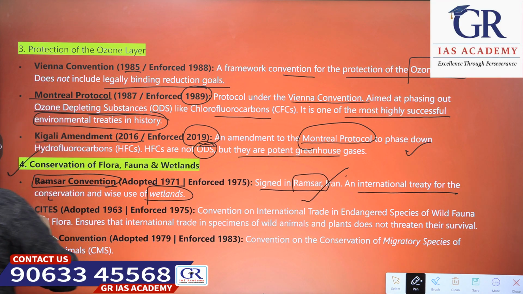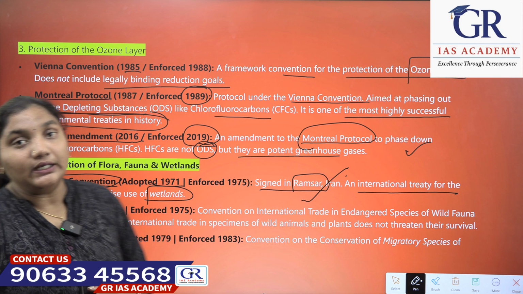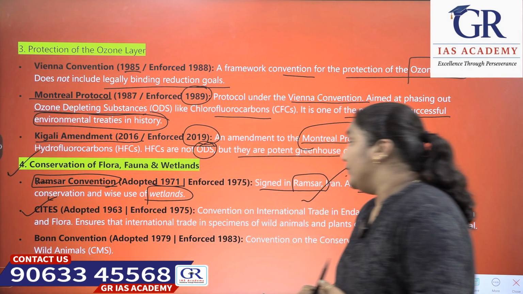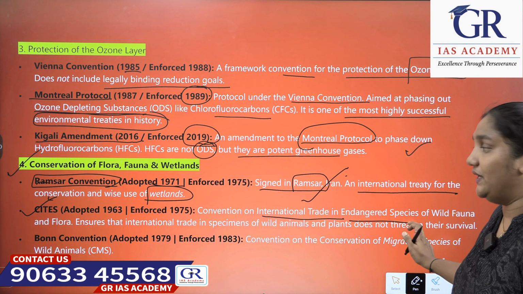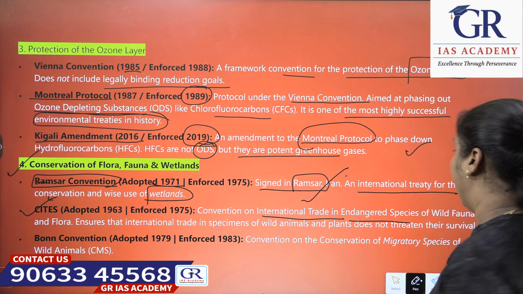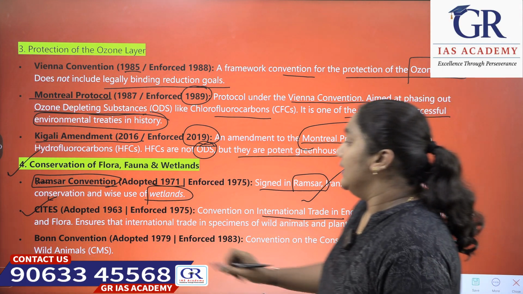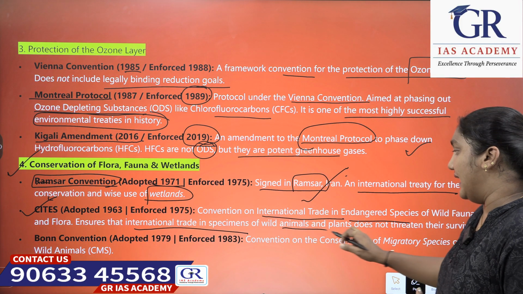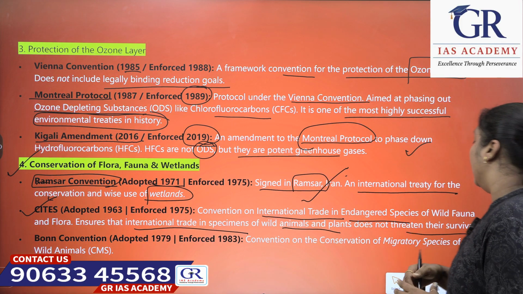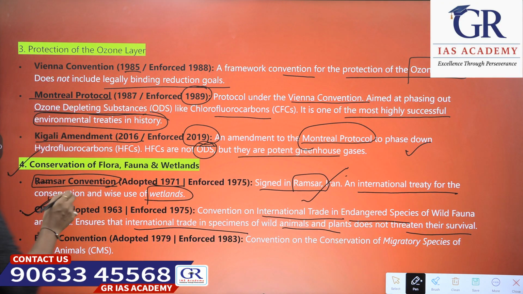Next is CITES, which was adopted in the year 1963 and came into enforcement in 1975. It is the Convention on International Trade in Endangered Species of wild fauna and flora. This ensures that international trade in specimens of wild animals and plants does not threaten their survival.